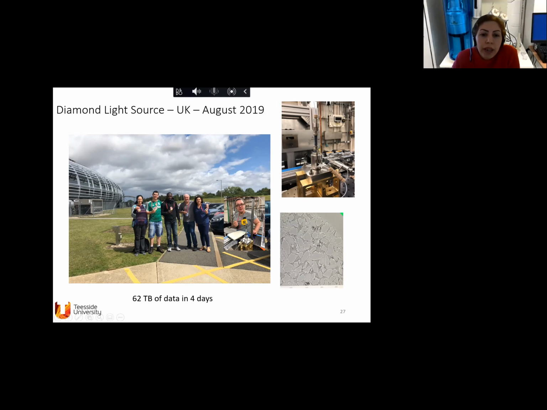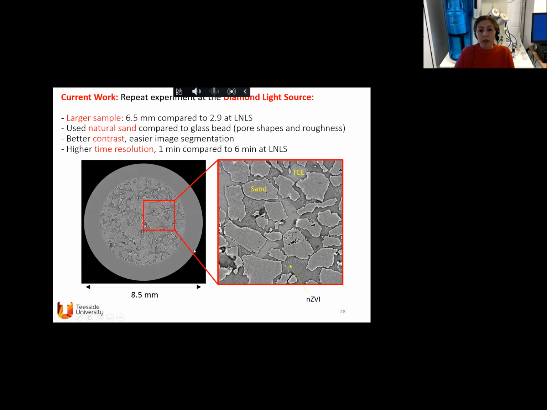This is obviously the team at Diamond, very happy. And we actually produced quite a lot of data, more than 60 terabytes of data in 4 days. So we haven't yet looked into the data. I've got just slices through the data to show you. But what we saw, so this is a slice through one of the columns that we used.